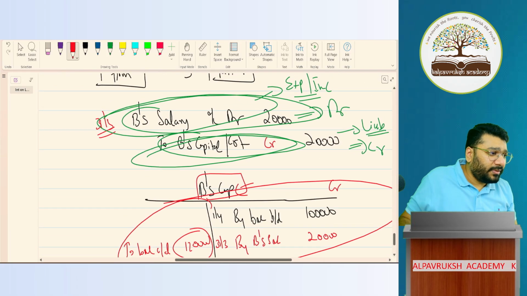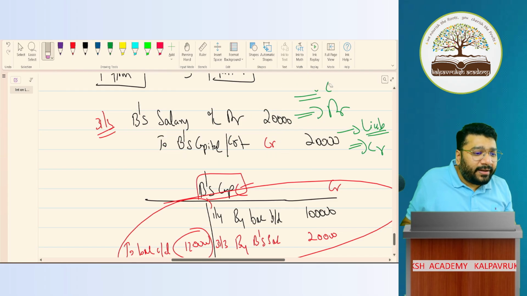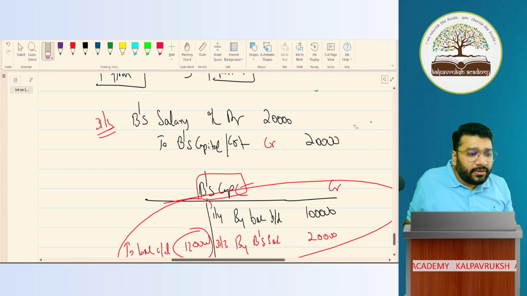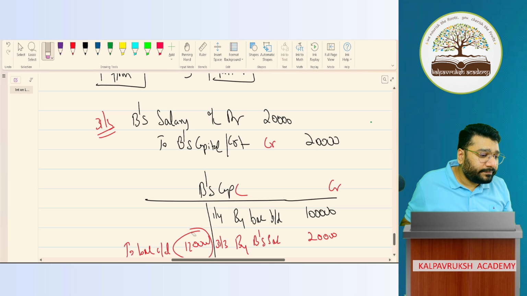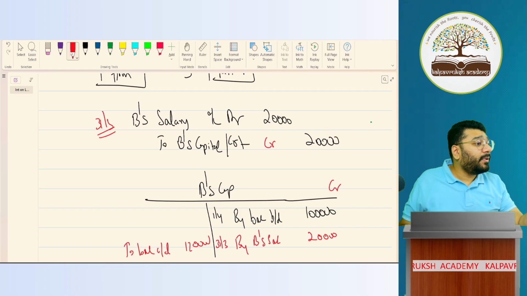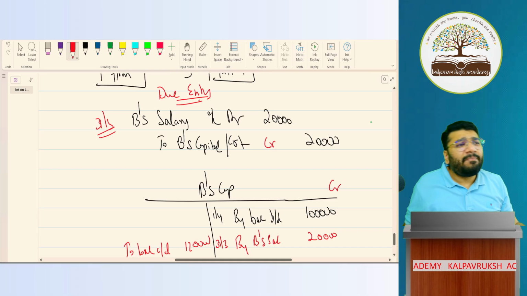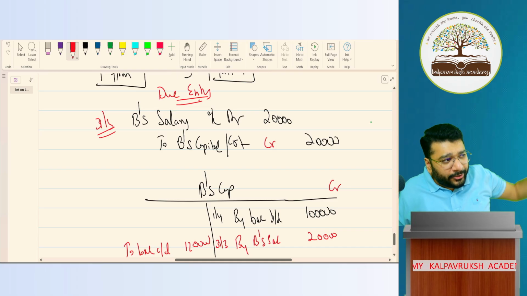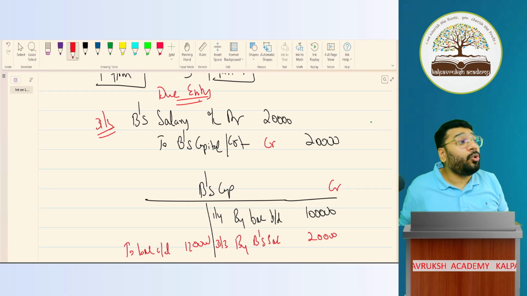Now tell me, people. What do we name this entry? This journal entry which I've recorded, what do we name this as? You already know it. Very good. We will call this the due entry. If I pass the due entry, will this travel to the appropriation account? No. For that, I have to pass a closing entry. So what is the closing entry?